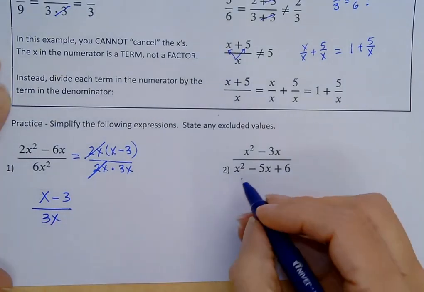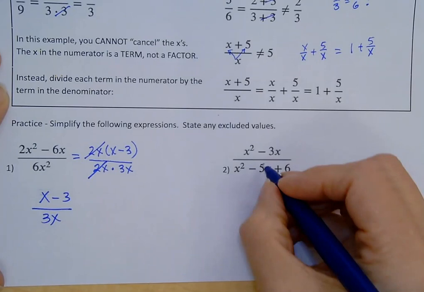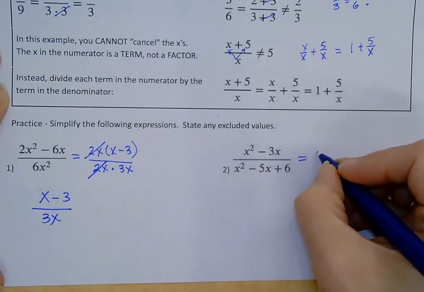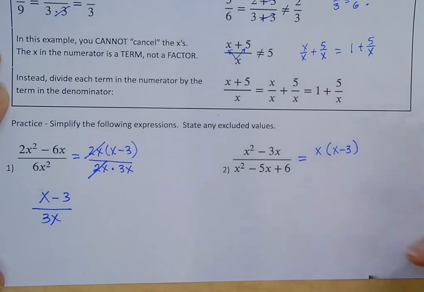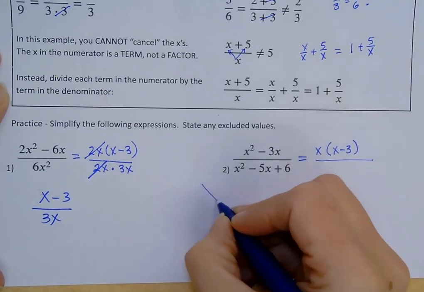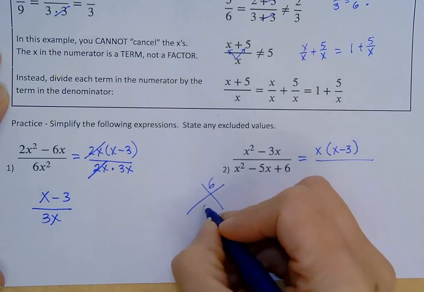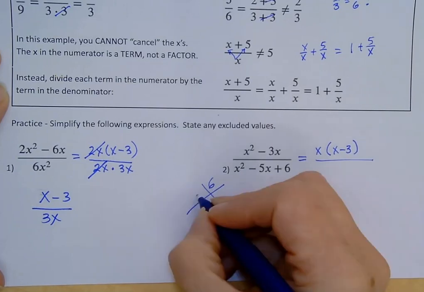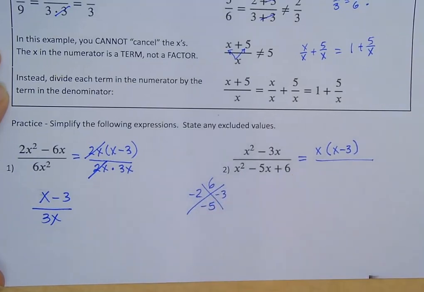Okay, over here, I'm going to factor out what I can. So I'm going to look for a greatest common factor. In my numerator, I can pull out x. So I have x times x minus 3 in my numerator, right? In my denominator, I'm going to factor that. So using my x puzzle, I need two numbers that multiply to give me 6, but they're going to add to give me negative 5. I think that's negative 2 times negative 3. Negative 2 times negative 3 is positive 6, and negative 2 plus negative 3 is negative 5.